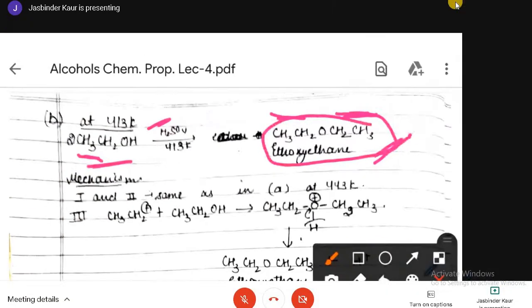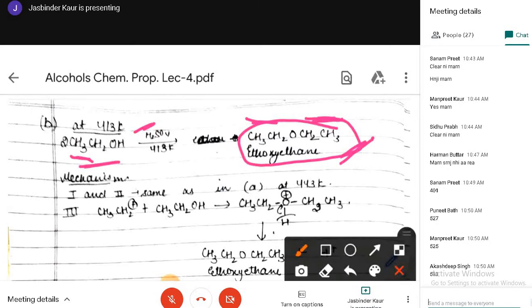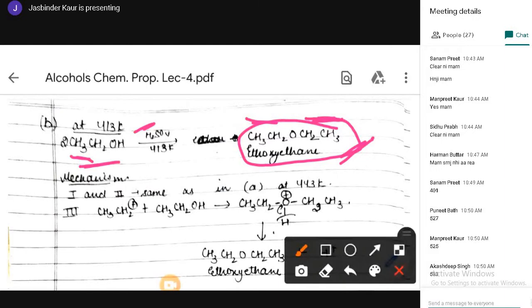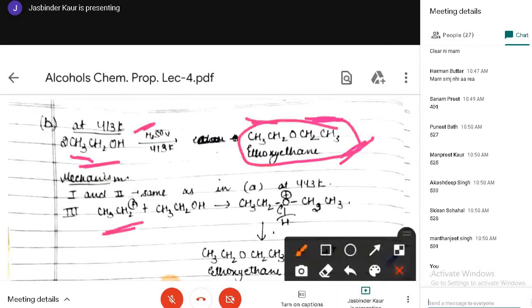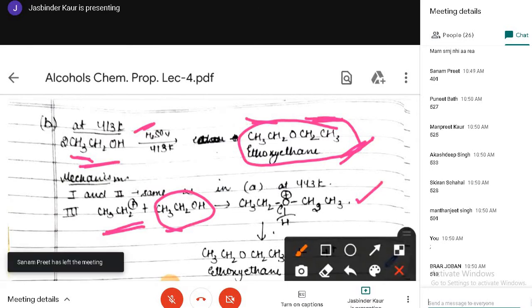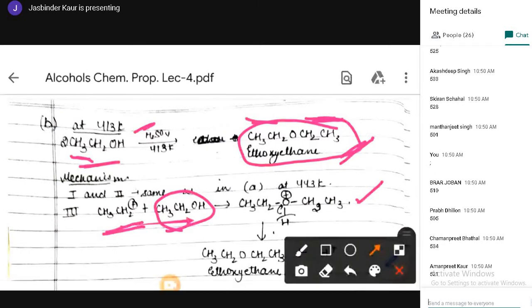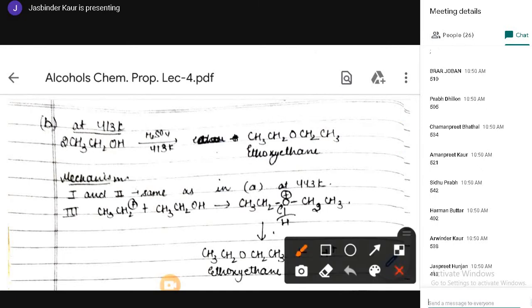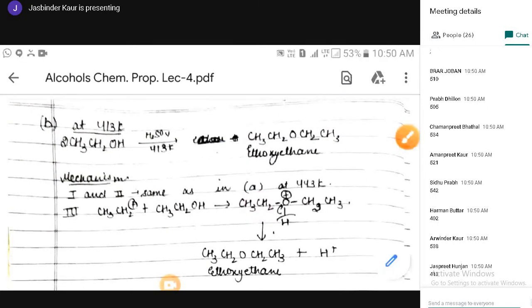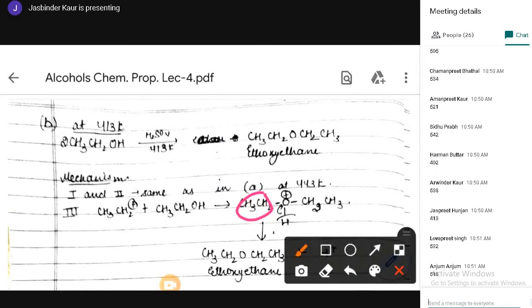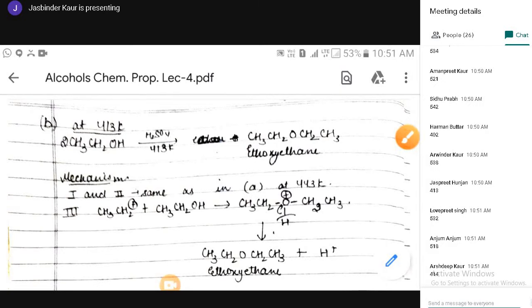And in this mechanism, the first two steps are the same. That is, first with acid, protonated alcohol is formed, and then the alkyl formed in the second step reacts with a second molecule of alcohol to give this, in which the alkyl group gets attached to oxygen, and oxygen gets positive charge, and then this hydrogen is removed and we get ether as a final product.